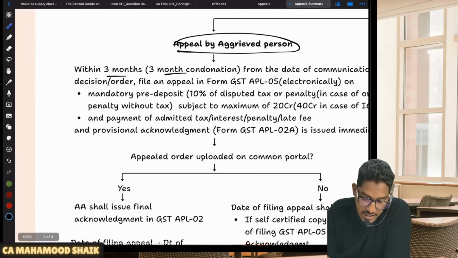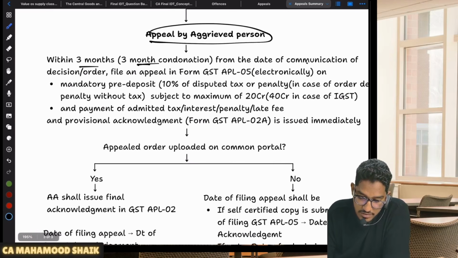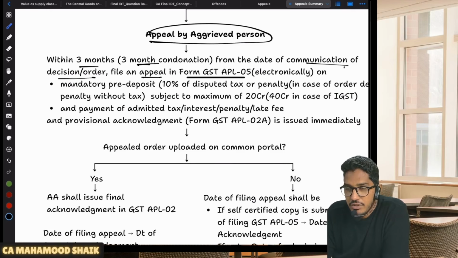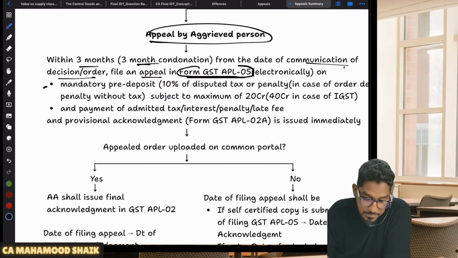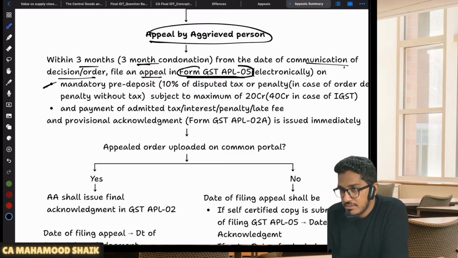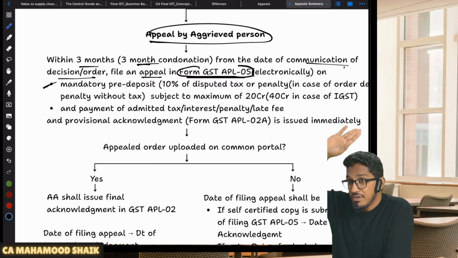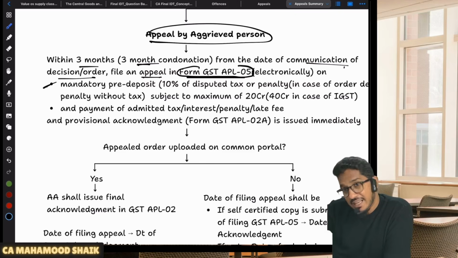Now here also see, within 3 months condonation from the date of communication of the decision or order, file an appeal in form GST APL 05. Form numbers you need not remember, I am just telling you. So if you want to make an appeal to the appellate tribunal, you have to file form GST APL 05. Who? The taxpayer, if he wants to go for appeal. Here also mandatory pre-deposit. Sir, I already paid the previous deposit. I already paid 10% at the appellate authority. Still am I required to pay? Yes. Yes, you pay for it.